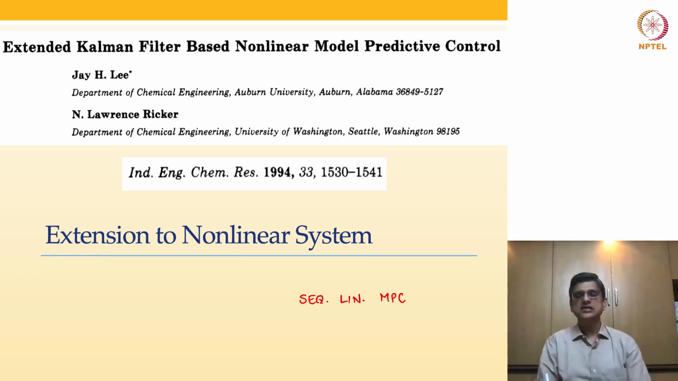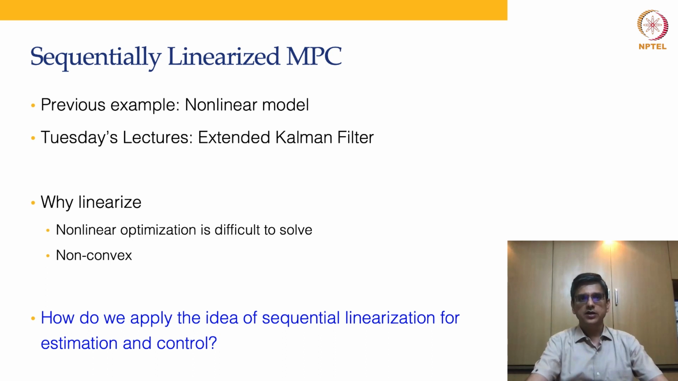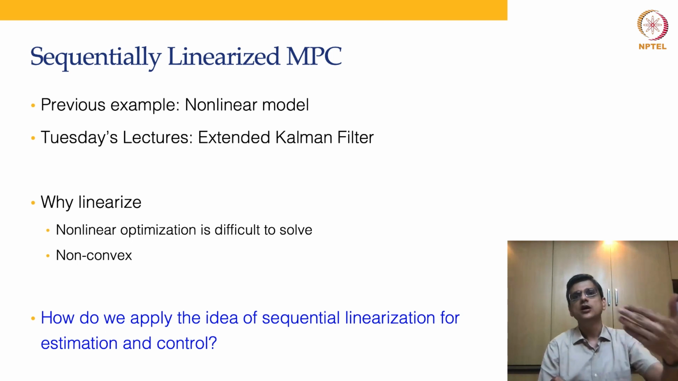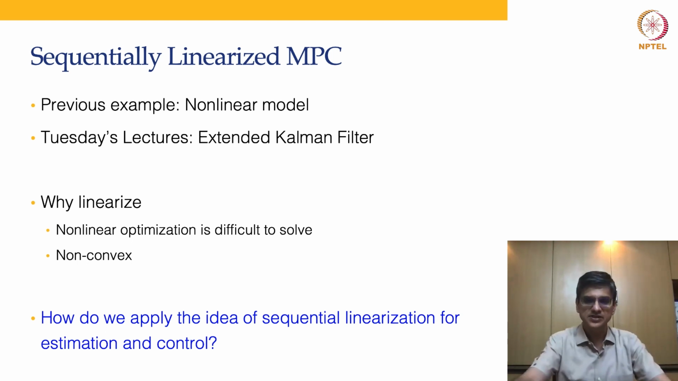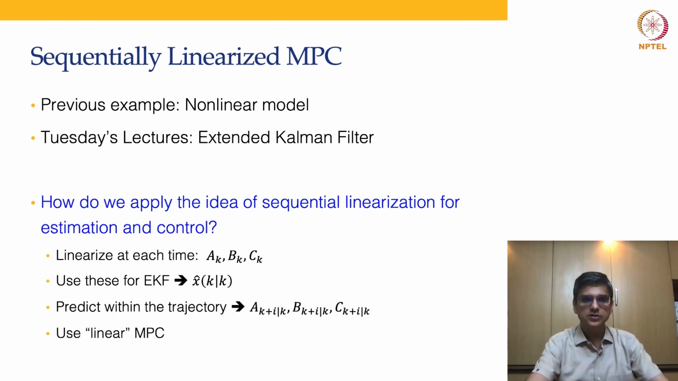Okay, and the estimated equivalent is known as the extended Kalman filter, and this is from a 1994 paper. So why linearize? Why not use a non-linear MPC? Non-linear optimization is usually very complex to solve. So what you do is that at each time you first linearize the model, obtain the linearized model, and then implement the MPC. So the question is, how do we use the idea of sequential linearization?